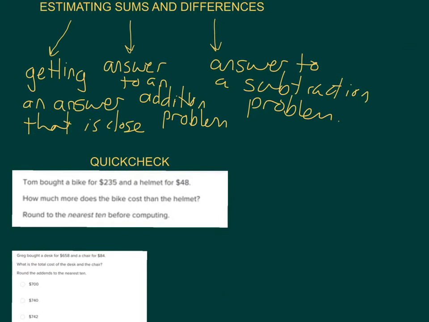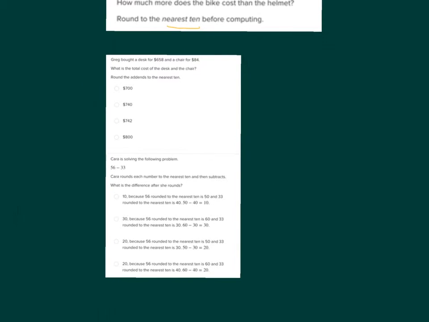So this quick check problem is an example of when you may not care exactly what the answer is. Tom bought a bike for $235 and a helmet for $48. How much more does the bike cost than the helmet? Your answer is going to be about, and you're going to estimate the answer. In this case, you're going to round to the nearest 10 before computing. So let's take a look at the kinds of problems that you're going to have to do.